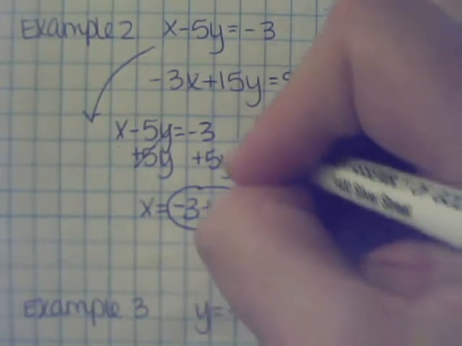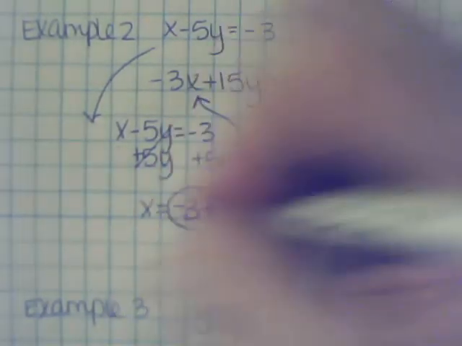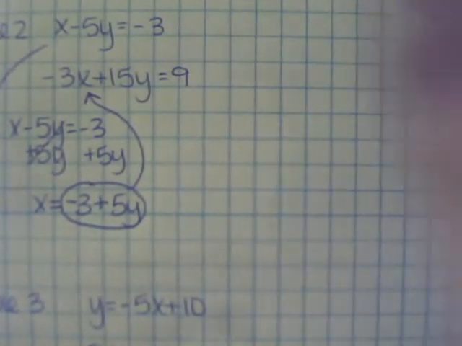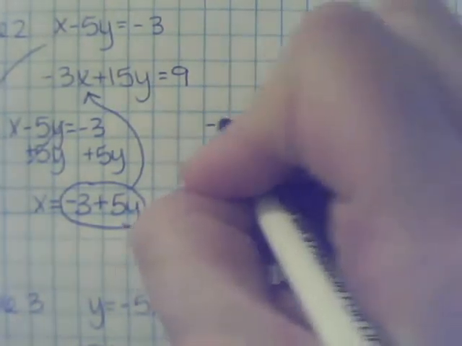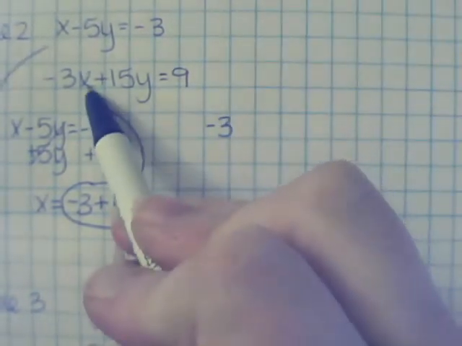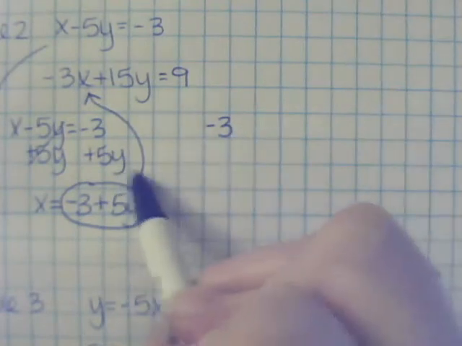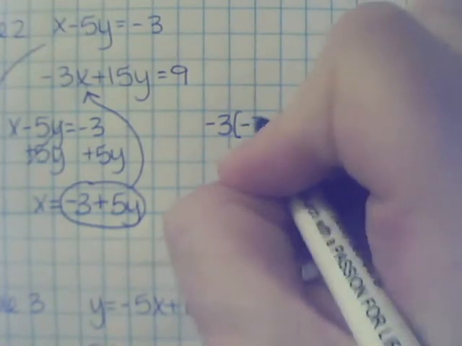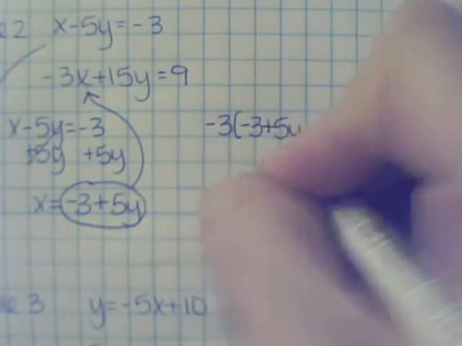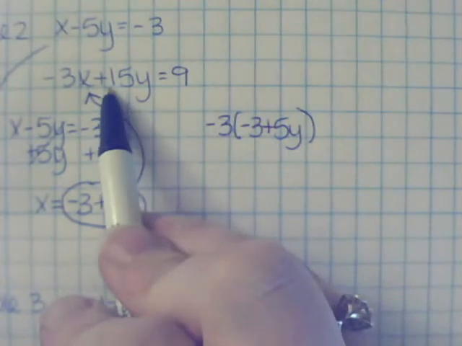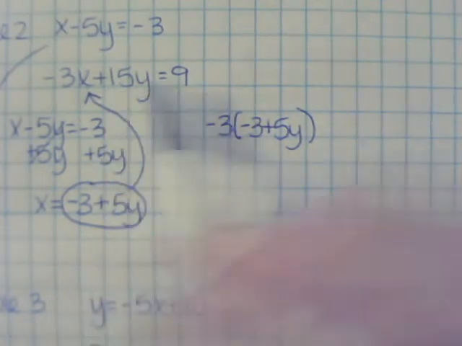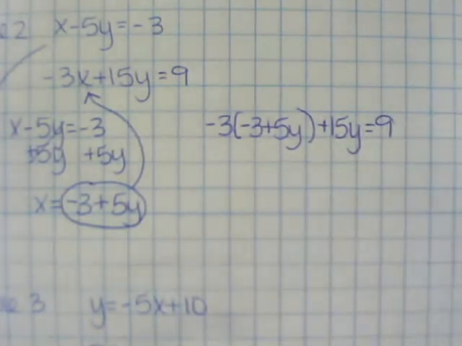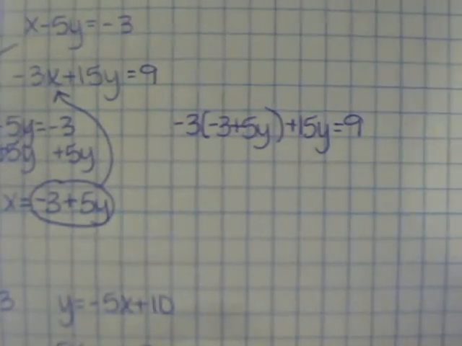And I can take that and plug it into the other equation now that I have a variable isolated. So in the second equation, I'm going to copy it down over here. I'm going to have -3, and instead of the x that should go right there, I'm going to take what x equals in the first equation. So I have parenthesis -3 plus 5y, close parenthesis, and then I finish copying down the original equation. Plus 15y equals 9. Now I can solve this equation.